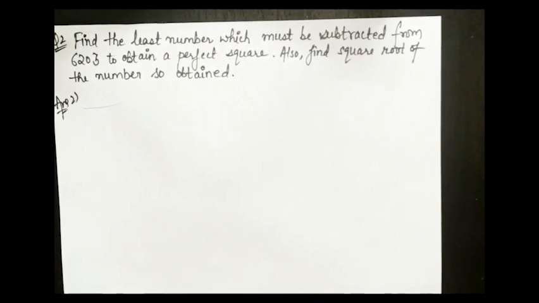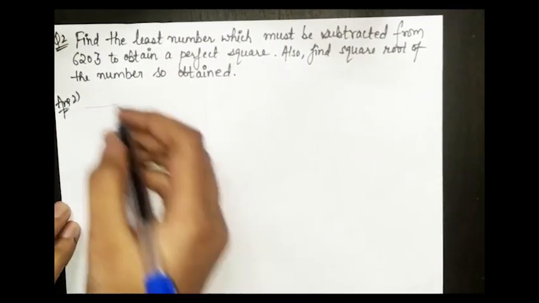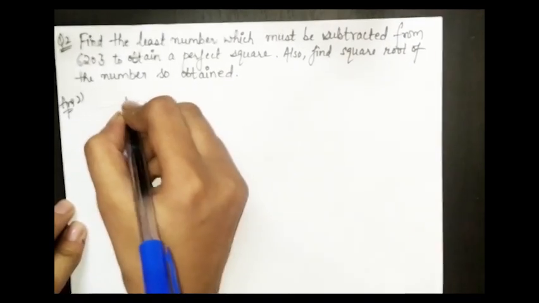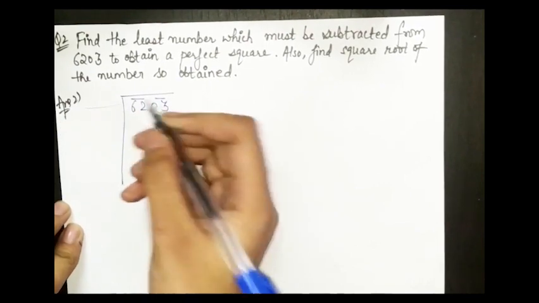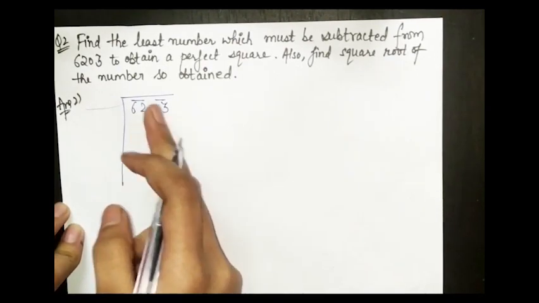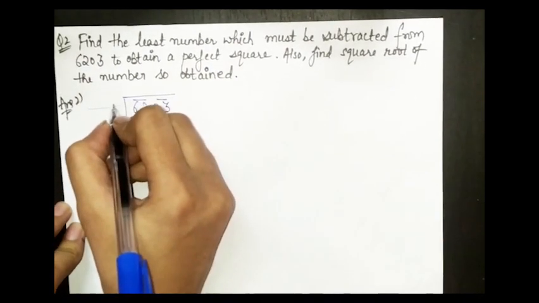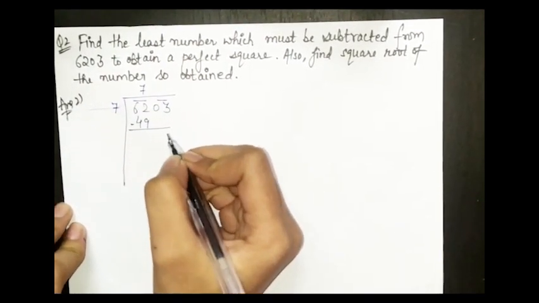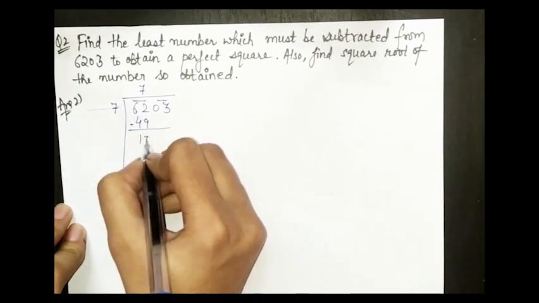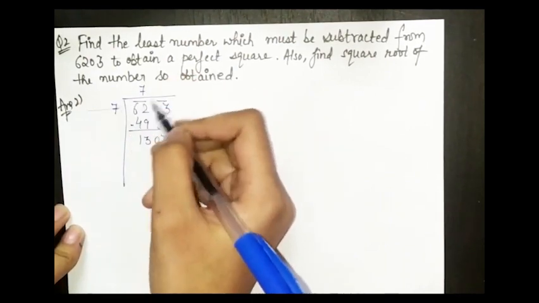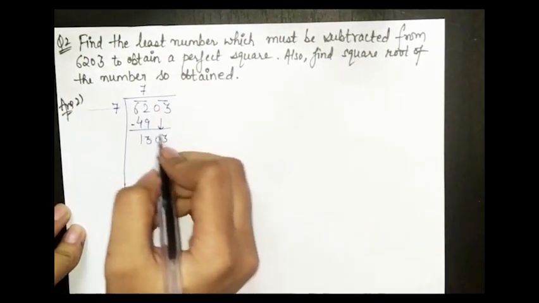This is very easy. First we have to do the long division of 6203. So one pair is this, one pair is this. What is the number smaller than 62? 7 7s are 49, because 8 8s will be 64, and that will be greater than 62. So 7 7s are 49. Subtract, that will be 13. And then 1303. Now we have to find the double of 7. That will be 7 2s are 14.